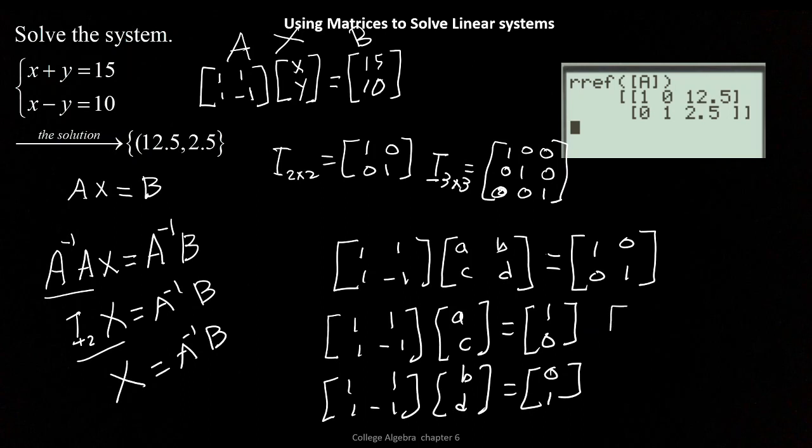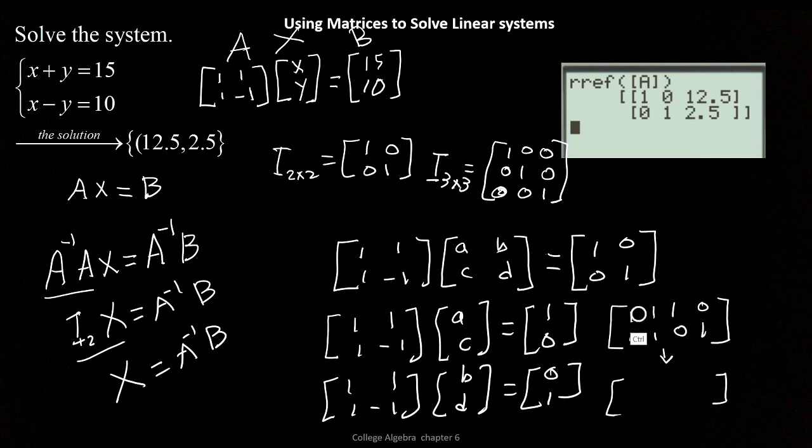Well, we write the augmented matrix 1 1 1 negative 1, and we put 1 0 here, right? And then to solve this one, we have to do the same thing, but we put 0 1 there. Why don't we just do it at the same time? So we just put 0 1 there. So what we have to do, if possible, we want to convert this to a matrix that has I on this side.